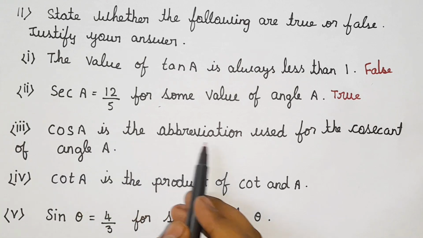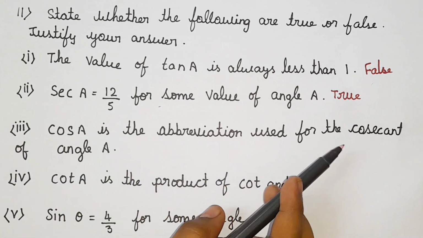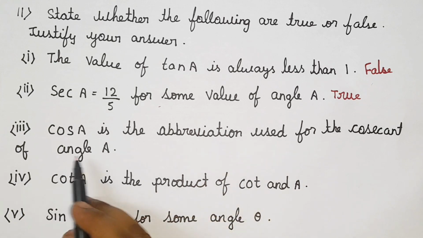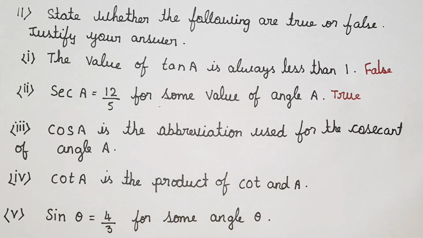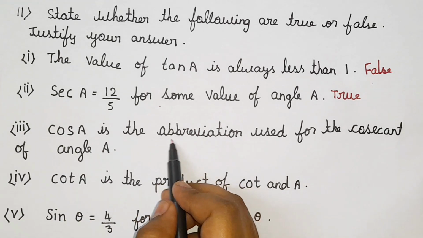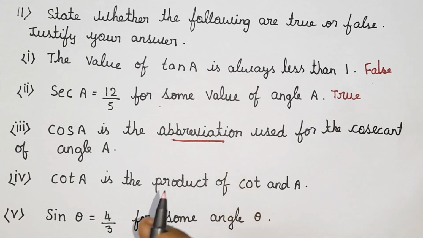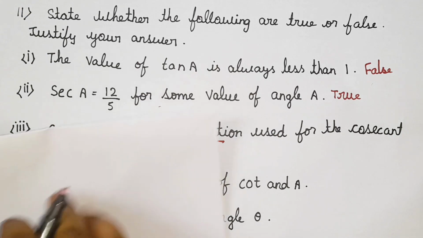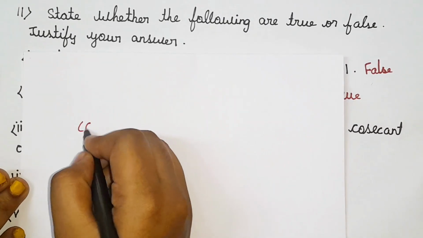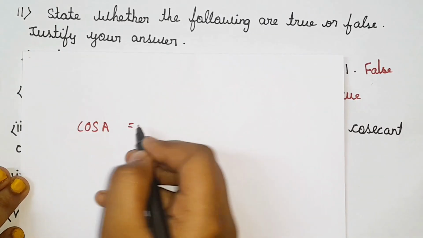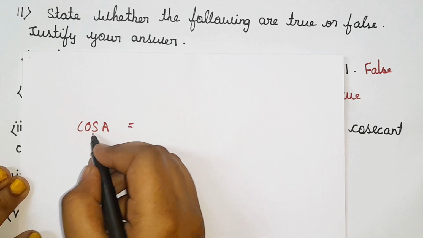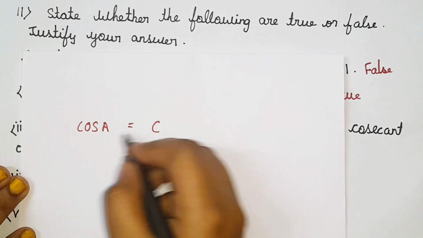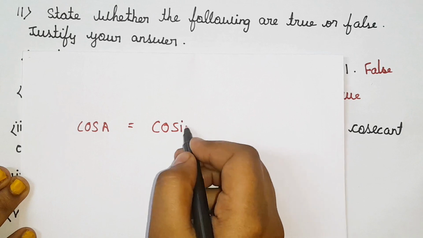Cos A is the abbreviation used for the cosecant of angle A. So what is the meaning of this? Here, abbreviation means the short form. For example, here we have cos A. First of all, I write cos A. So this is the short form, isn't it? Otherwise, the full form for cos A is cosine A.